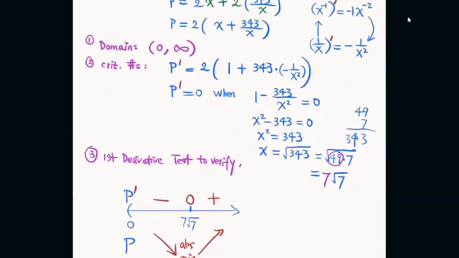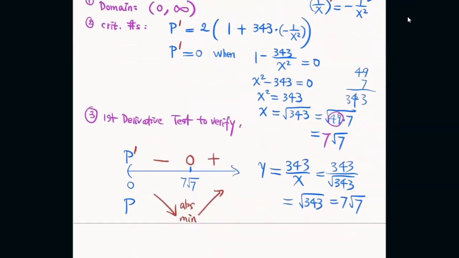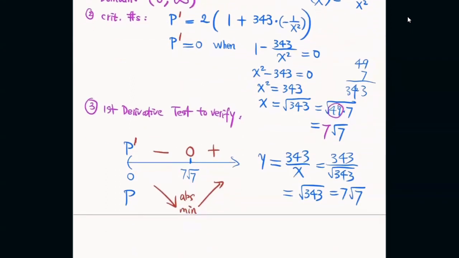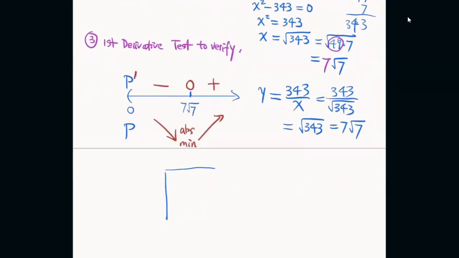Next step, you try to find also the y over here, because they're looking for the dimensions. So to find y, y is equal to 343 divided by x. So divide by the square root of 343. That's also the square root of 343, which is 7 square root of 7. So the length and width will be equal. So basically, you get a square. The side will be 7 square root of 7.